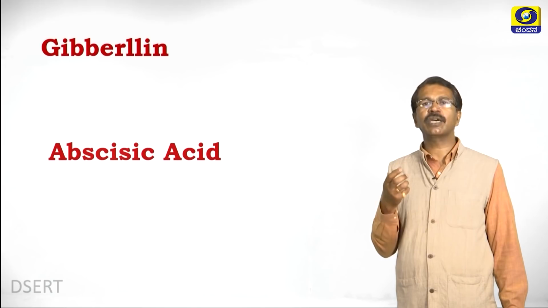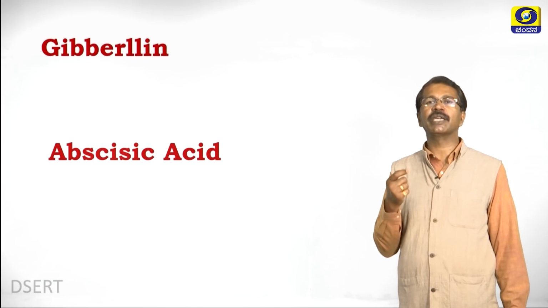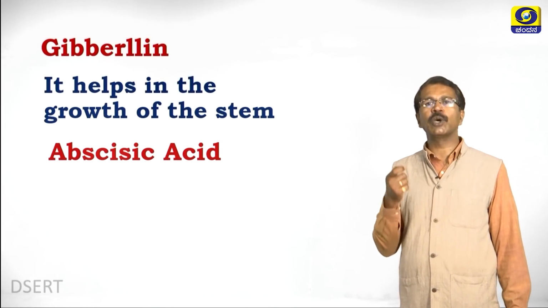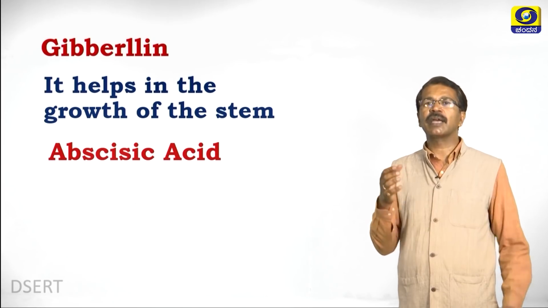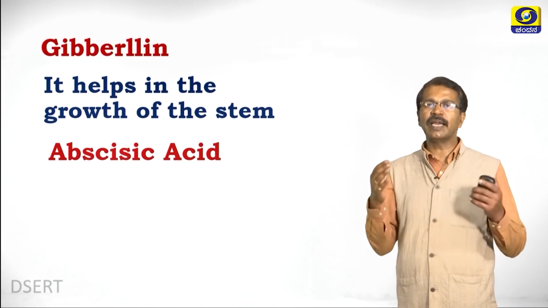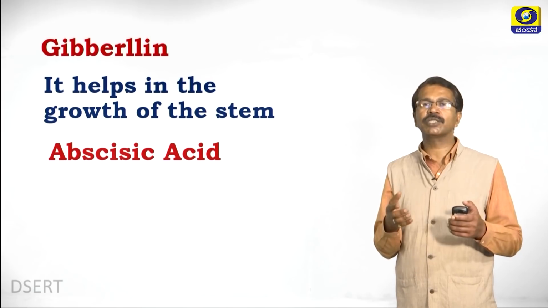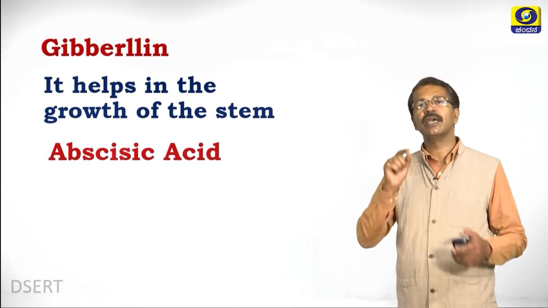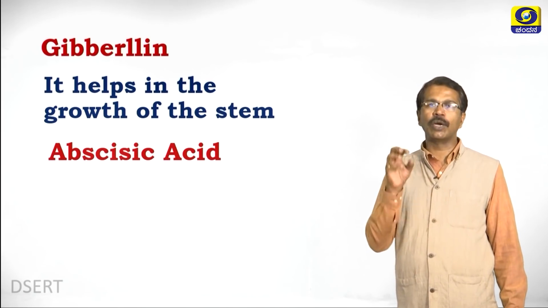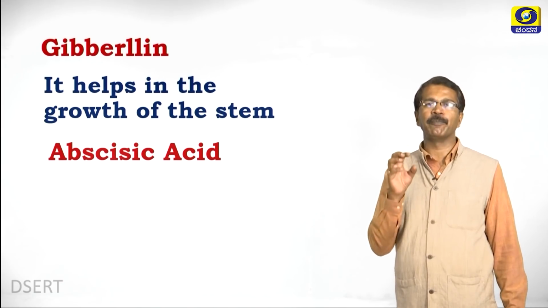Yes, the next plant hormone is gibberellin. Gibberellin also helps in the growth of the stem. The girth of the stem is increasing, the length of the stem is increasing, not only because of the auxin; even gibberellin also contributes to the growth of the stem.